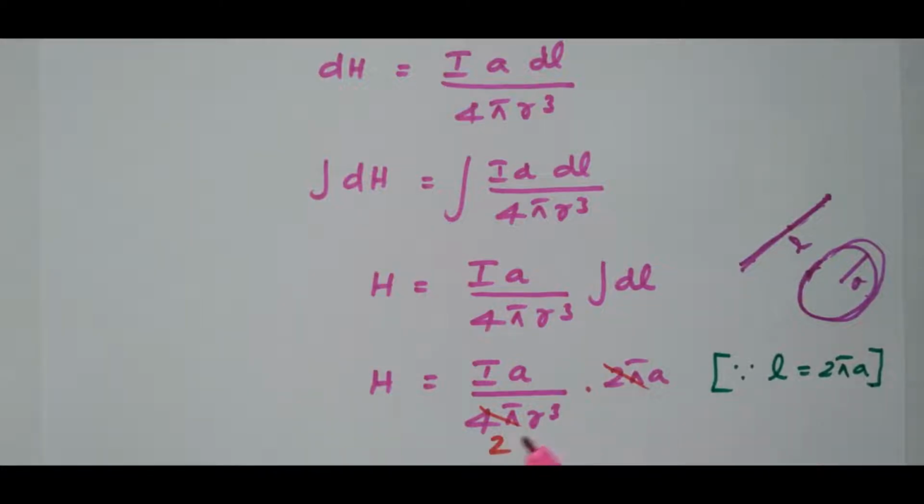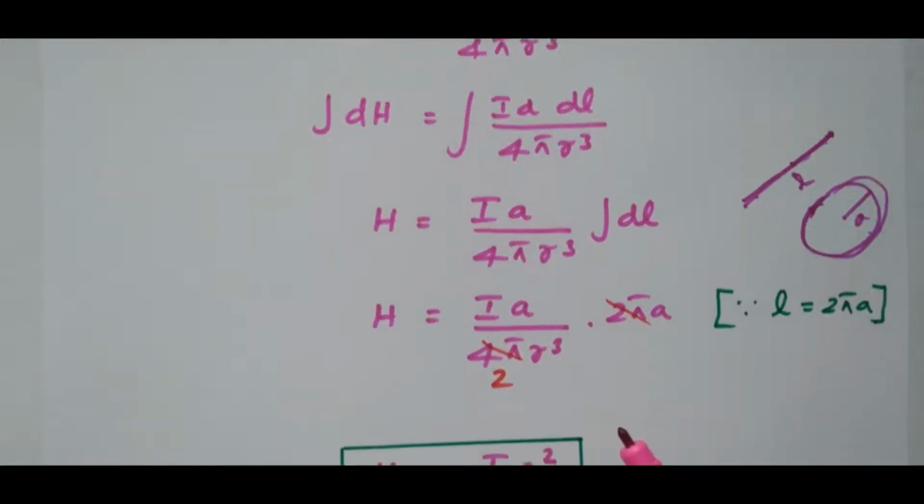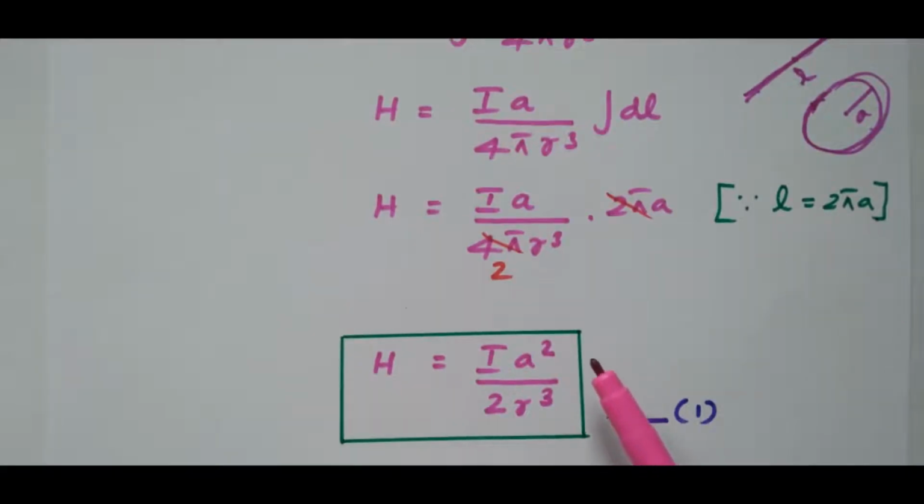Here 4 pi is there, here 2 pi is there, so they get cancelled and 2 remains. So we get I into A square divided by 2 R cube. We got the value, and we take it as equation number 1: H equals IA square divided by 2 R cube.